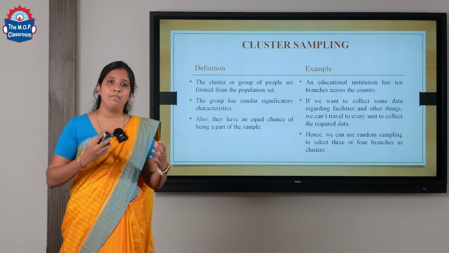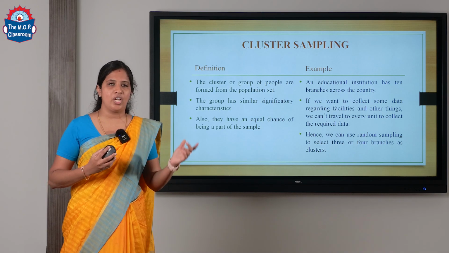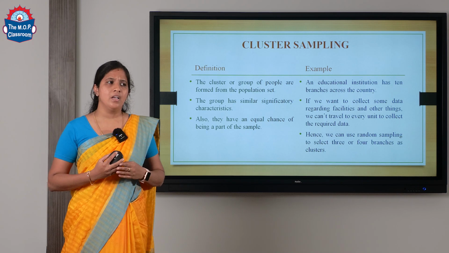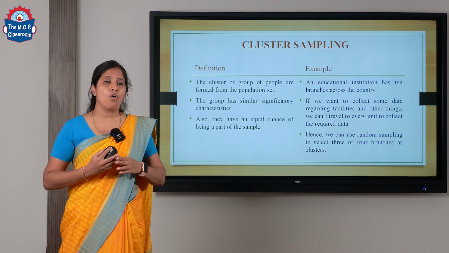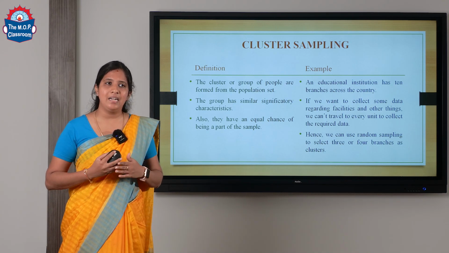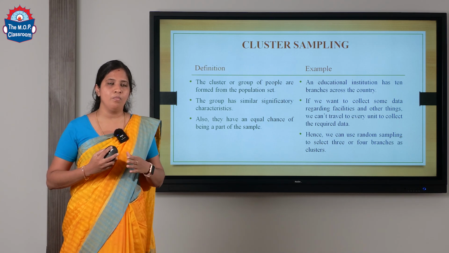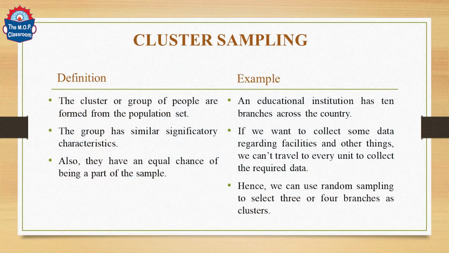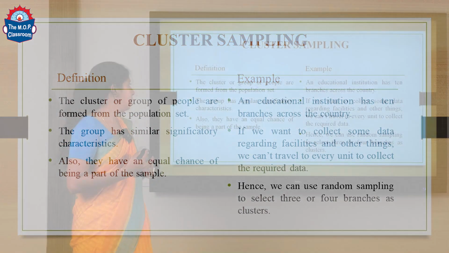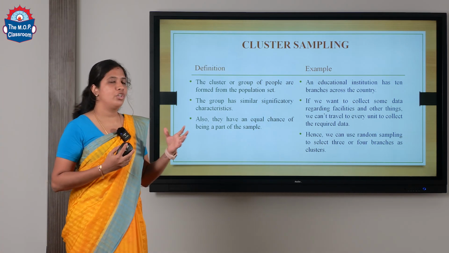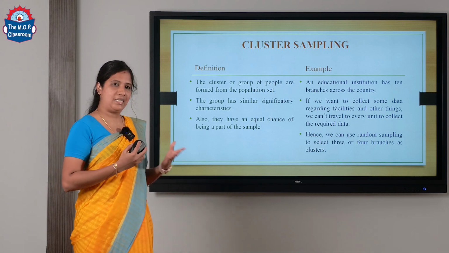So, we can see the same institution in many areas, like Chennai, Madurai, Tirunelveli and Coimbatore. But the researcher cannot visit all the 4 cities. So, at that time you can just pick one college from these 4 groups, and this college is the representative of all the other colleges. So, this is cluster sampling. Hence, we can use random sampling to select 3 or 4 branches as the clusters.